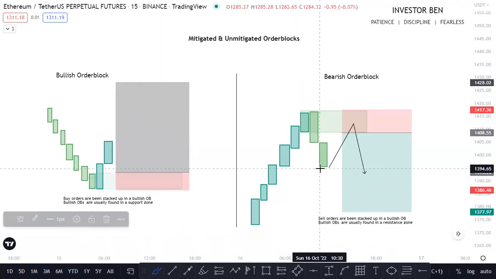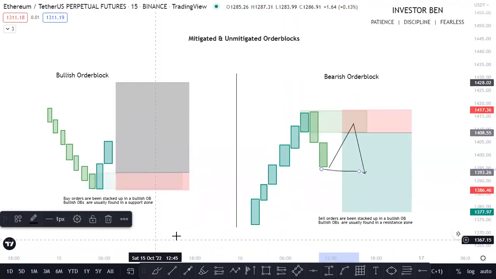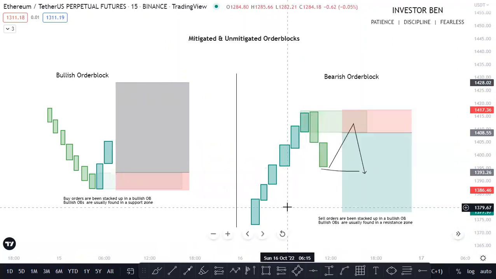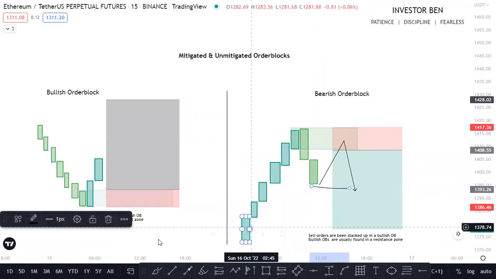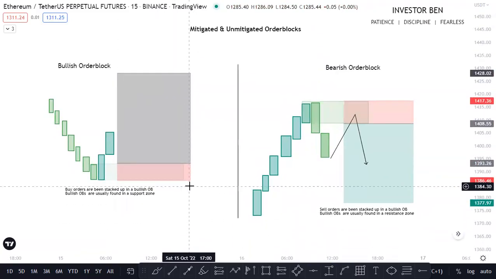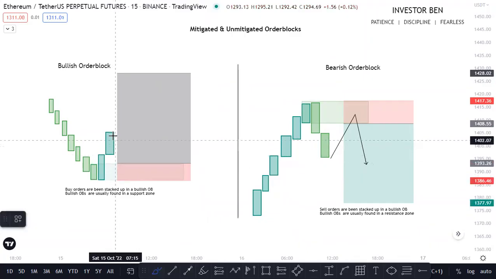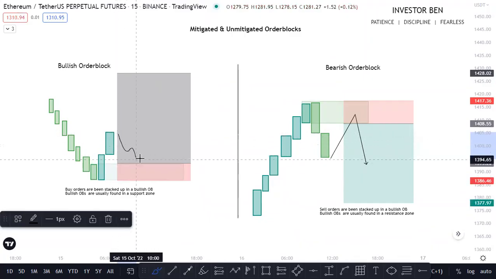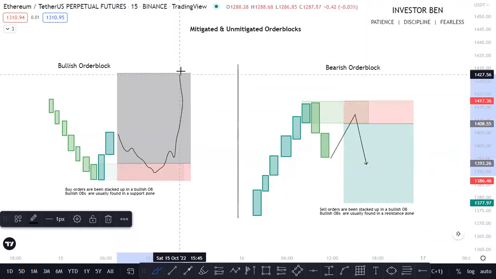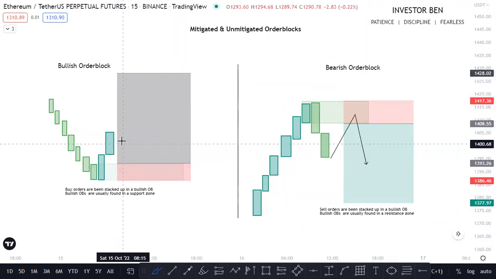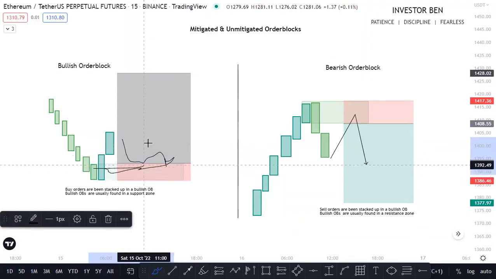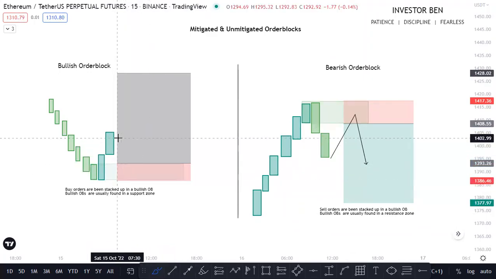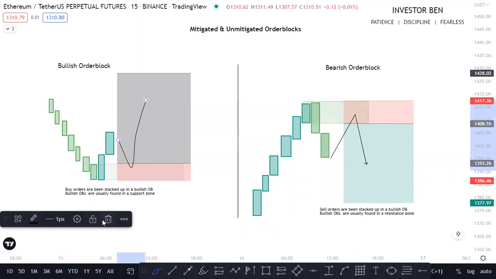We'll be selling to the downside. And as this one is here at this point, it's unmitigated. For it to be mitigated, price has to sell to this zone, then buy to the upside. Price has to buy from this zone by mitigating this bullish order block, and then we go to the upside. So you expect something like this to happen.